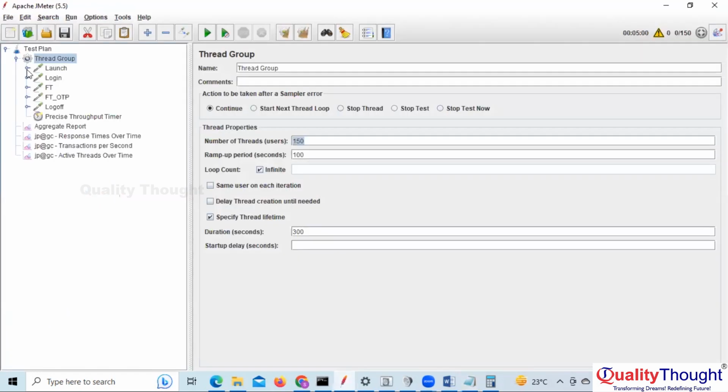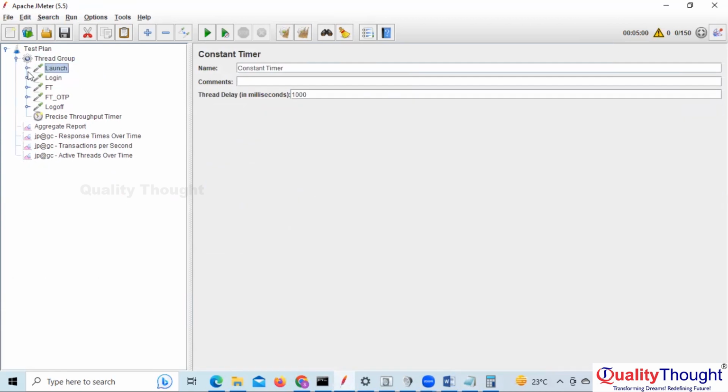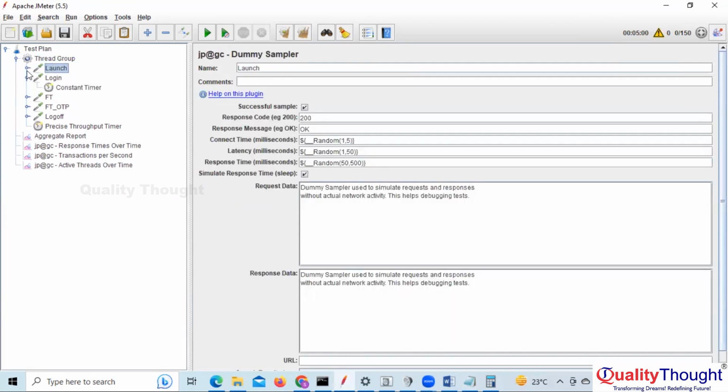No. Average response time, whenever we are achieving the overall, we need to consider all these think times, right? We need to consider all these think times.